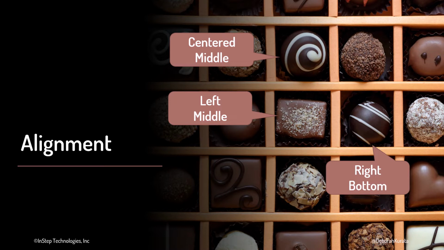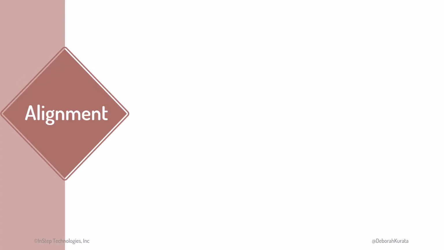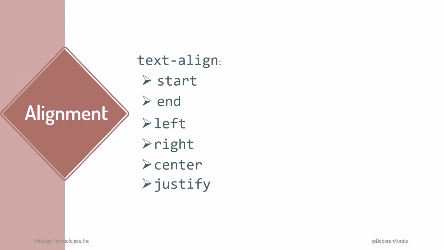And this one is aligned right and vertically on the bottom. While I'm sure that the chocolate packers didn't do this on purpose, as web designers and developers, we often want to align content purposefully. To align elements, we use text align to set the horizontal alignment.